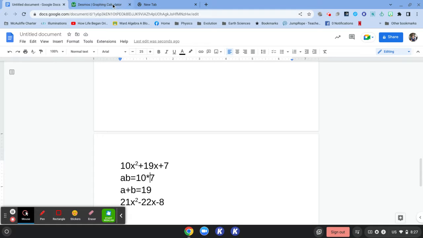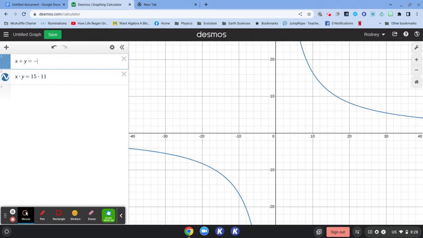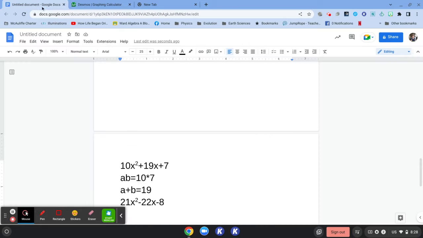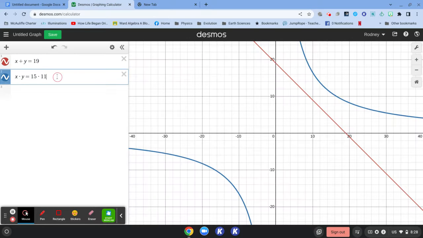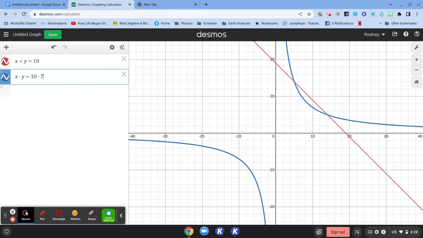You could work this out by guess and check and so forth, but a really quick way to do it is just go straight to Desmos. In Desmos, I'm going to use X and Y because it'll work that way, and it's going to give us a graphing system of equations so you can find the two numbers by finding the intersections. So I'm going to start with A plus B equals 19. And the other part of that was A times B equals 10 times 7, which is going to be X times Y equals 10 times 7.